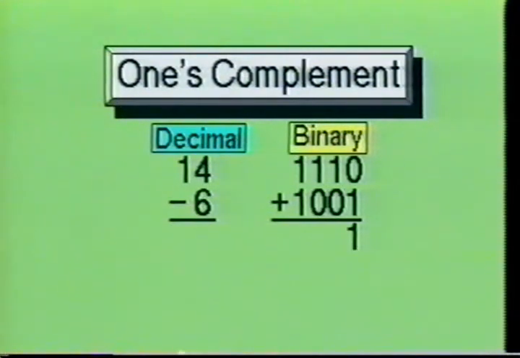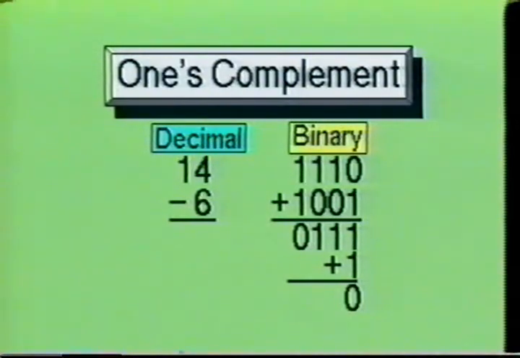You already know that 0 plus 1 equals 1. 1 plus 0 equals 1. 1 plus 0 equals 1. And 1 plus 1 equals 0, carry 1. Next, we add the carry bit to the least significant bit.